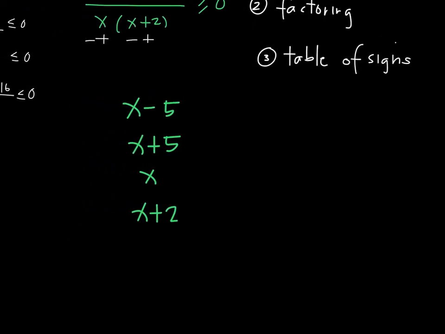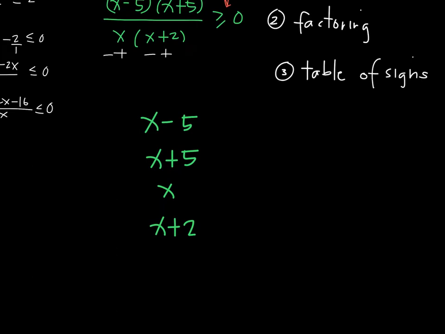Okay, then after that you identify what values of x can make each factor equal to 0. In the first factor, that means when x is 5, because 5 minus 5 is equal to 0. In the second, it's negative 5. For the third, it is 0 because it's x, so the only value that will make it 0 is 0. X plus 2 is negative 2.